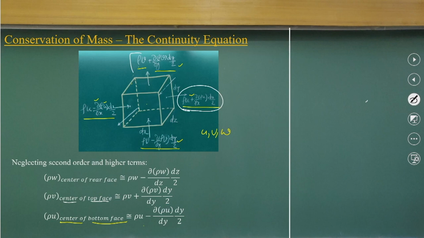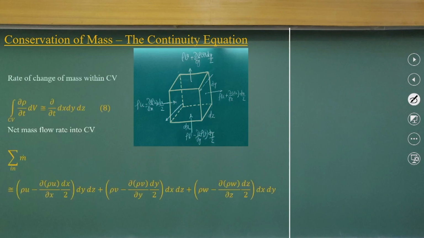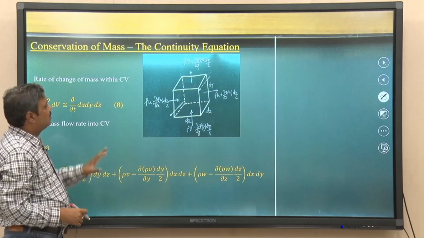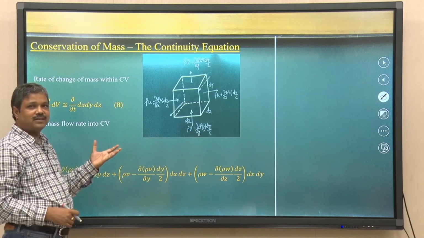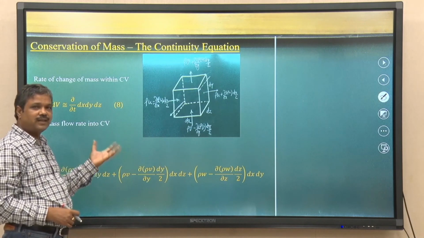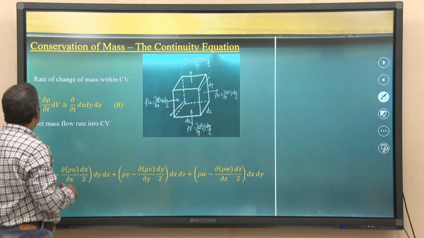That way, if I proceed, I can get the components. Now, what I am looking for in these control volumes is mass conservation. First, I look at the rate of change of mass within the control volume. That is what I can define.